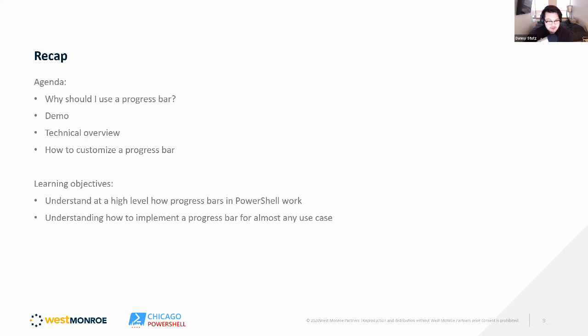Then we went through a demo of how a simple progress bar works. We went through Write-Progress and the technical overview of which parameters are used and where you can plug and play to customize whatever you want. Hopefully after this talk, you'll understand at a high level how progress bars work in PowerShell, and you'll have enough information to make your own progress bar and implement them in your own scripts.